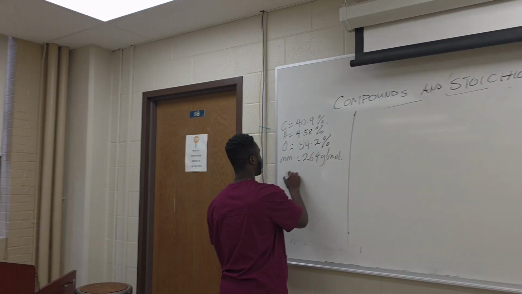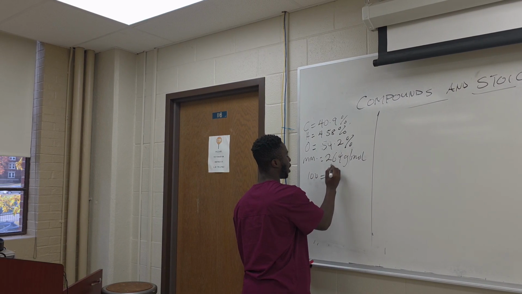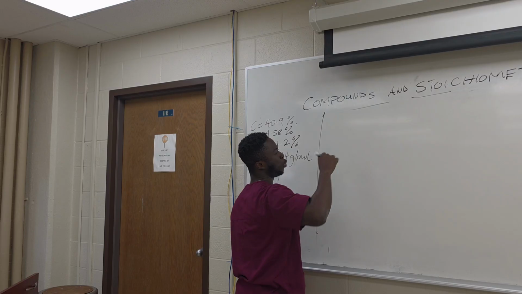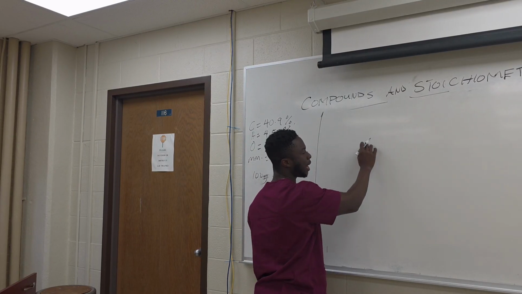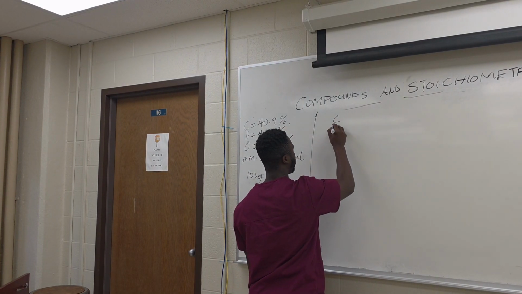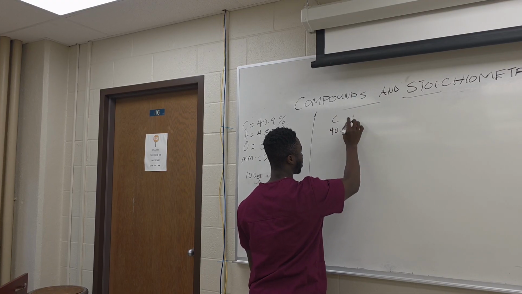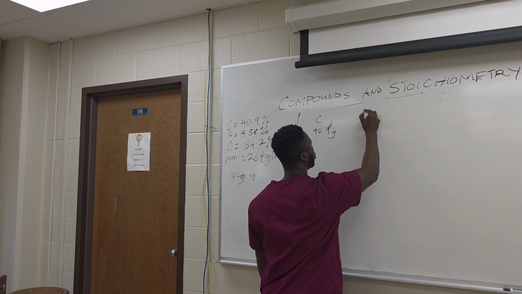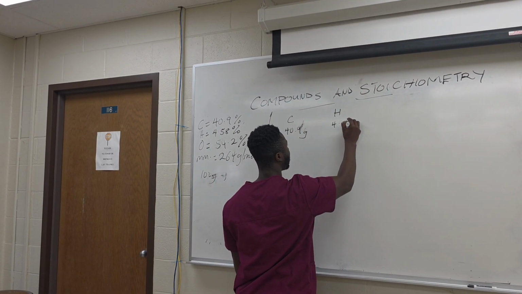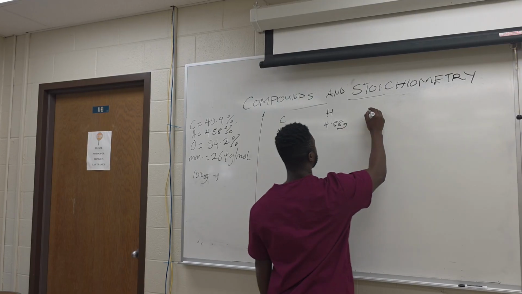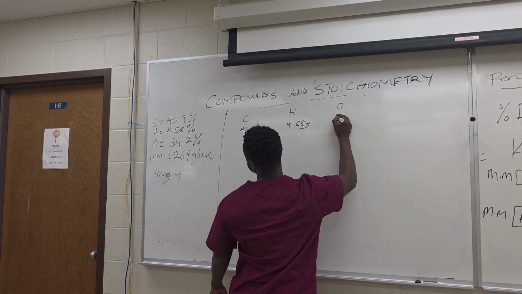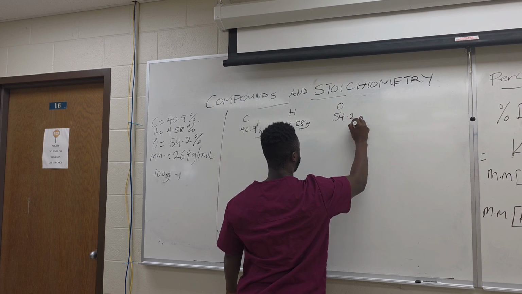So if the entire mass of the compound is equal to 100 grams, then this 40.9 would be the grams of carbon in the compound, right? So for the carbon, we have 40.9 grams. For the hydrogen, we have 4.58 grams. And for the oxygen, we have 54.2 grams.